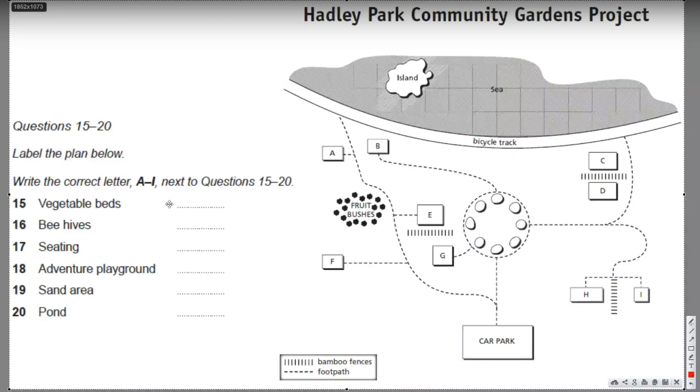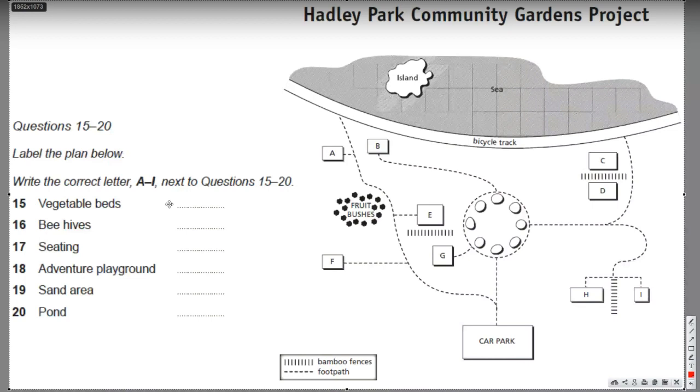And finally, the pond area. So it's on the left-hand side of your plan, towards the top, just above the fruit bushes and to the left of the little path. Okay, as I said already, hopefully we'll be... That is the end of section 2.